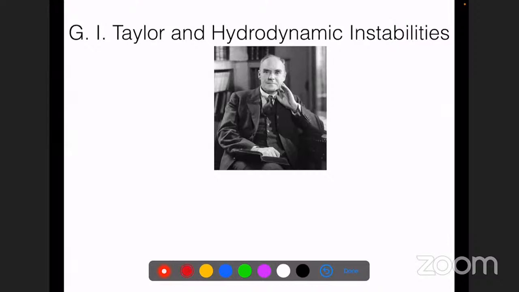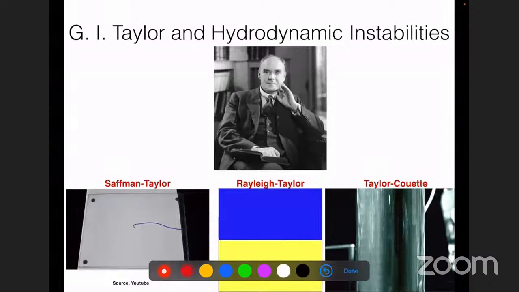But if I just keep this restricted to hydrodynamic instabilities and just stick to what he did in this area, there are three key instabilities which we often discuss that owe their name to Taylor and what he had actually done. The bottom left is what is called a Saffman-Taylor instability. So this is when you are trying to push a low viscosity fluid into a high viscosity fluid. So the interface between the two fluids undergoes this kind of a nice fingering pattern.